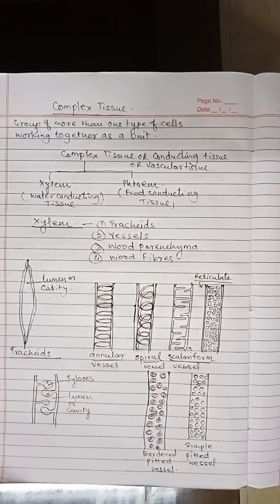Xylem is a water conducting tissue, while the phloem is food material conducting tissue from the green parts of the plant to the remaining part of the plant body. While the xylem conducts water from the soil to the aerial parts of the plant body.